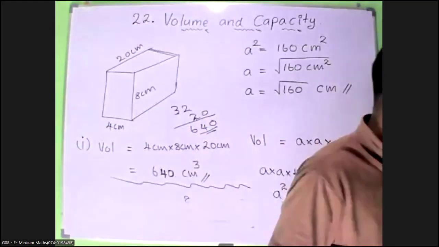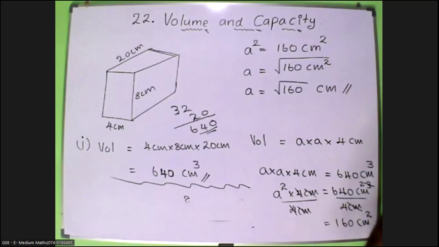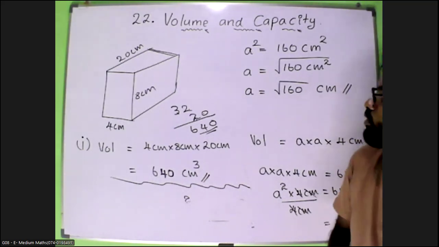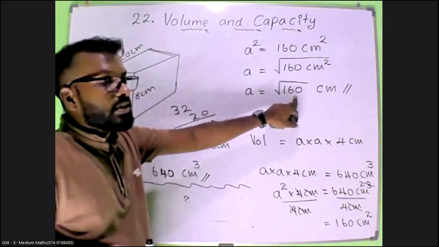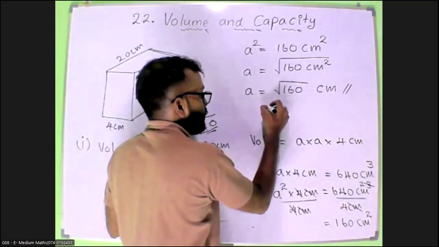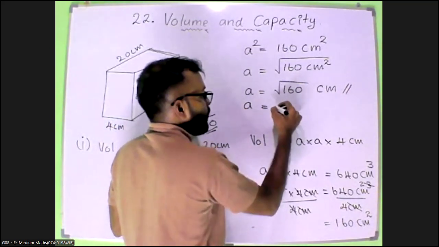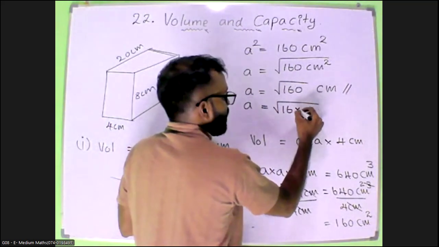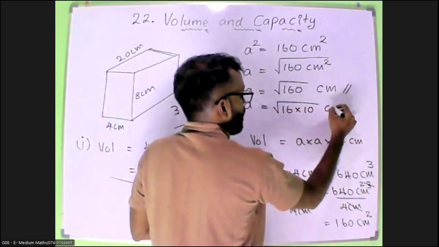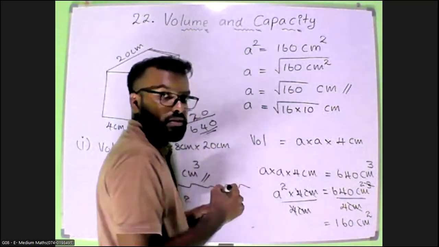Or else you can simplify that furthermore. How do you simplify? 160 can be written down as 16 times 10 centimeter squared. Right? 16 times 10.